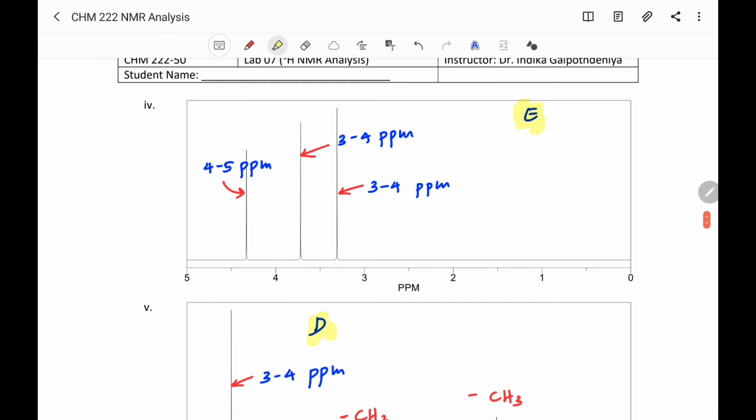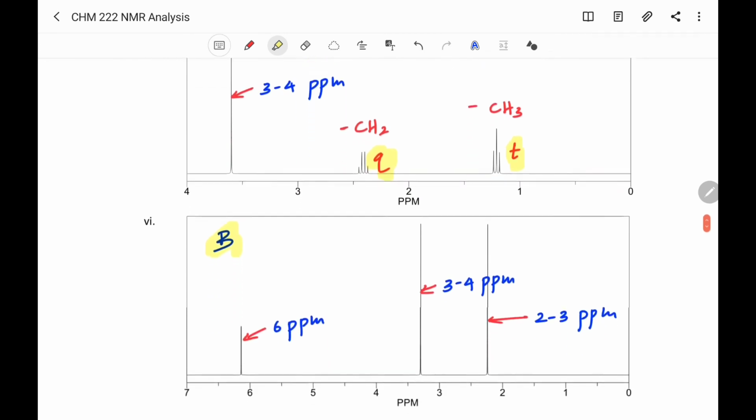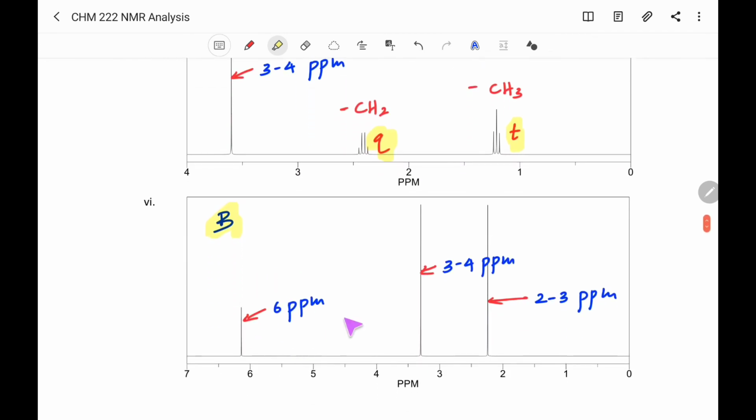And then if you compare the ppm values, you will figure out this is E. And also B is very unique because it has a very high chemical shift. It has a deshielded hydrogen at around 6 ppm. So there's only one such structure, which is B.